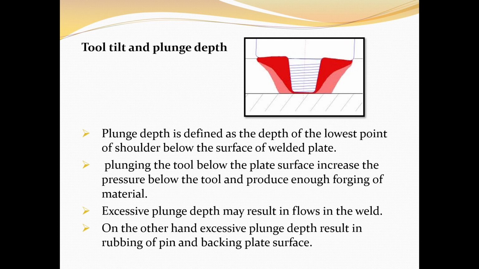Next we go to tool tilt and plunge depth. Plunge depth is defined as the depth of the lowest point of the shoulder below the surface of the welded plate. Plunging the tool below the plate surface increases the pressure below the tool and produces enough forging of the material. Excessive plunge depth may result in flaws in the weld. On the other hand, insufficient plunge depth results in the rubbing of the pin on the backing plate surface.